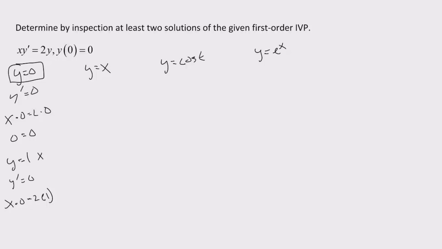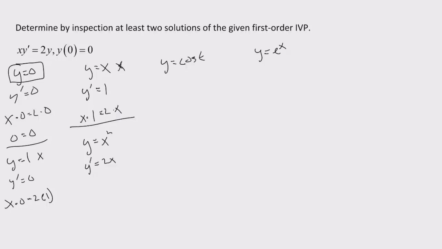What about y equals x? Okay. So y prime is equal to 1. So x times 1 equals 2 times x. Okay, that didn't work. So I know that's not going to be a good idea. But maybe we'll try a different exponent. So x squared. So 2x. Sorry, I should probably put little lines here indicating when I've got different ones.